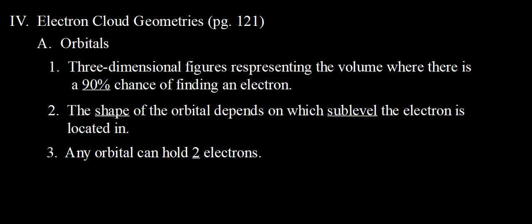So what type of orbital the electron is in depends on the shape of the orbital in which that electron is located, or the shape of that particular space. So the shape of the orbital depends on which sublevel the electron is located in. Number 3 is very, very, very important. Any one orbital can hold a maximum of just 2 electrons. And that'll be important as we draw or write what are called orbital diagrams.